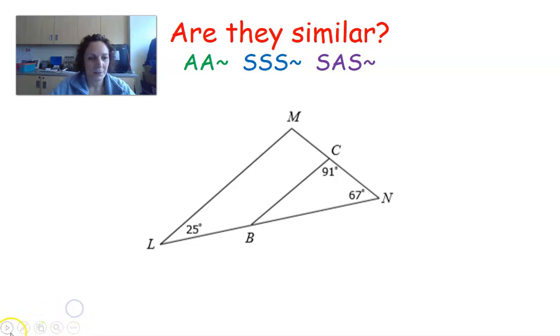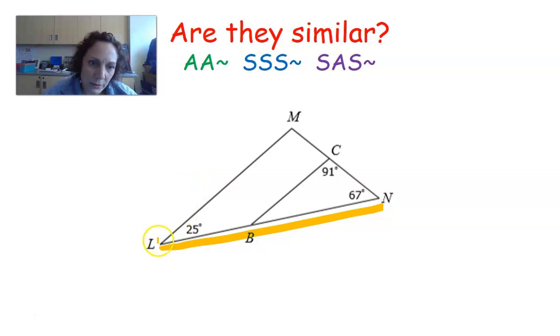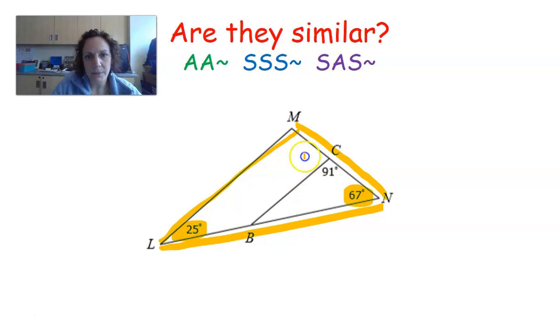Okay, let's see what we've got here. So we have two triangles, right? I'm going to try to be careful with how I color them. So there's the big triangle that goes around the outside, the big outer triangle. That triangle has this 67-degree angle in it, and it has this 25-degree angle in it. It has this angle up here, too. I don't know what that angle is, but I can figure it out, right? I think I will.